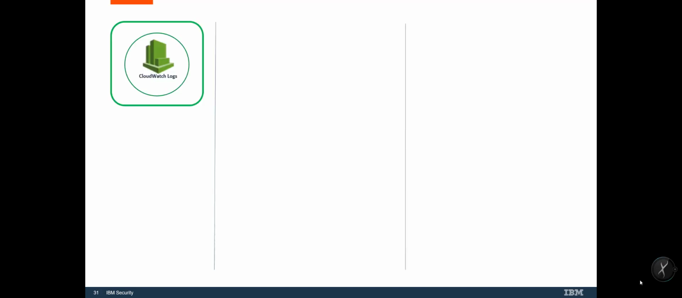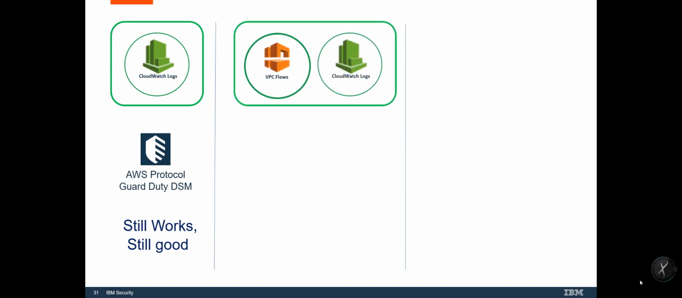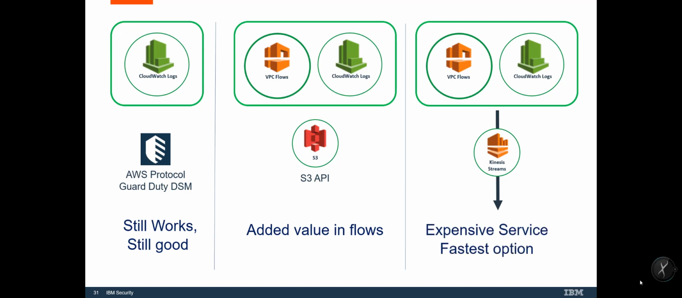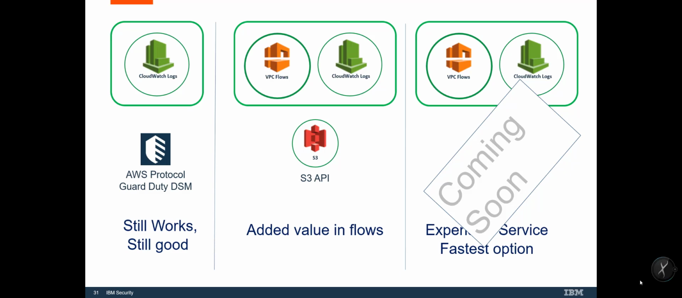Okay, so just kind of to summarize a little bit, CloudWatch logs use the AWS protocol, the GuardDuty DSM, and they are good. Okay, if I want to get VPC flows as well as my CloudWatch logs, I'm going to use that S3 API and the SQS queuing system, which I hate to say, and this gets you the value of those flows, and flows are so important in a less monitored environment. Okay, and if I want to get these in the fastest, most streamlined, most together way that Amazon can offer, this is Kinesis Streams. It's expensive, it's fast, and I'm going to have it soon. That is coming soon, guys. It is coming very soon.